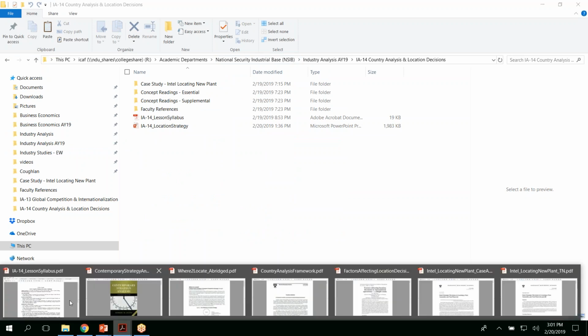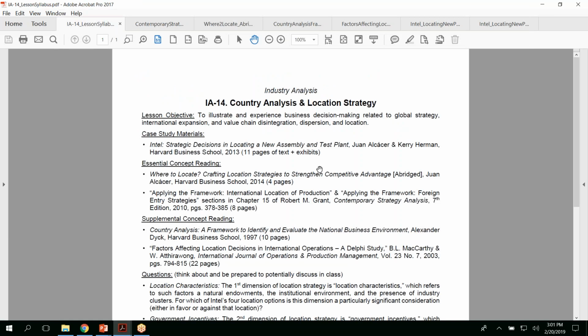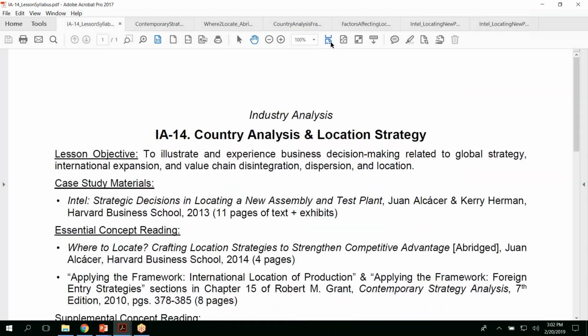Now, first, what I want to show you is the lesson syllabus, probably the most important thing to understand overall what's going on here. So this is the lesson syllabus. As I go through this, it's best you have either electronic or physical copies of what I'm showing. Let me make it page width so you can see. The objective here is to illustrate and experience business decision-making related to global strategy, international expansion, and value chain disintegration, dispersion, and location. In particular, we're focusing on the decision about where to locate.